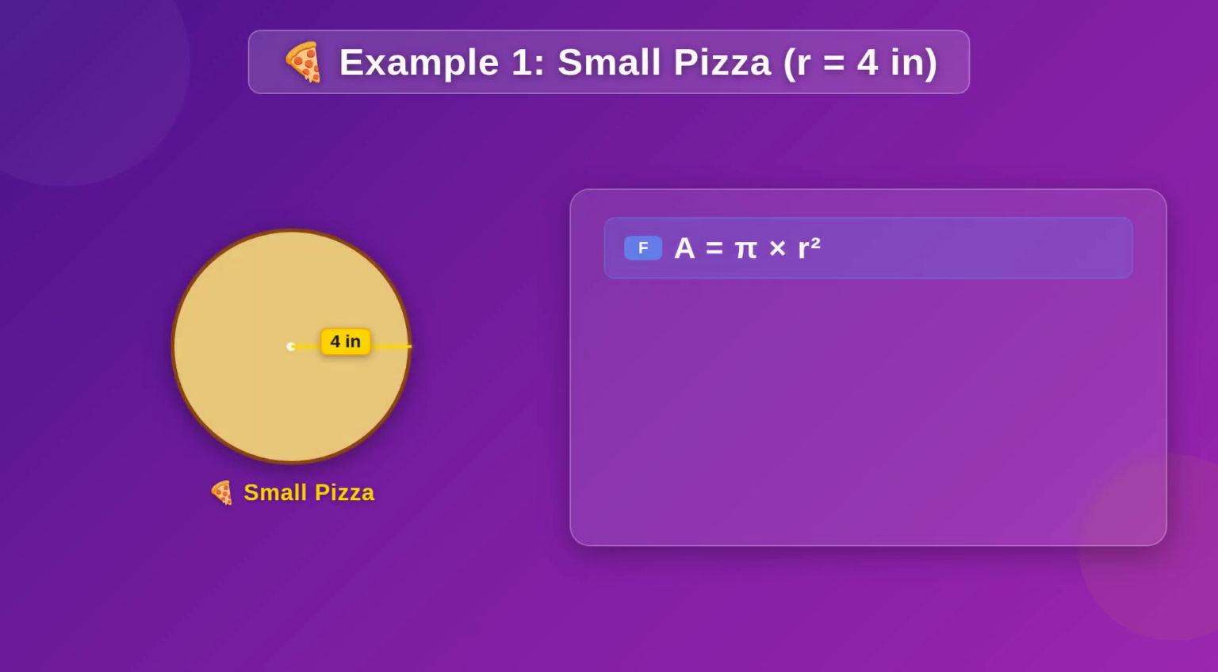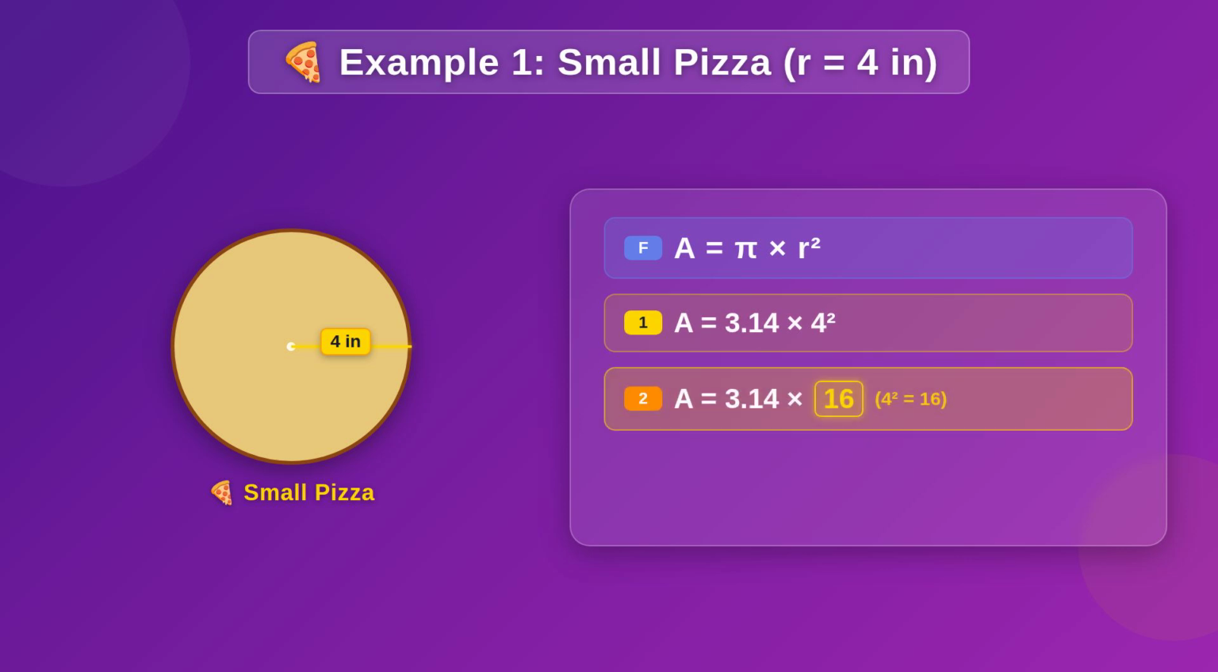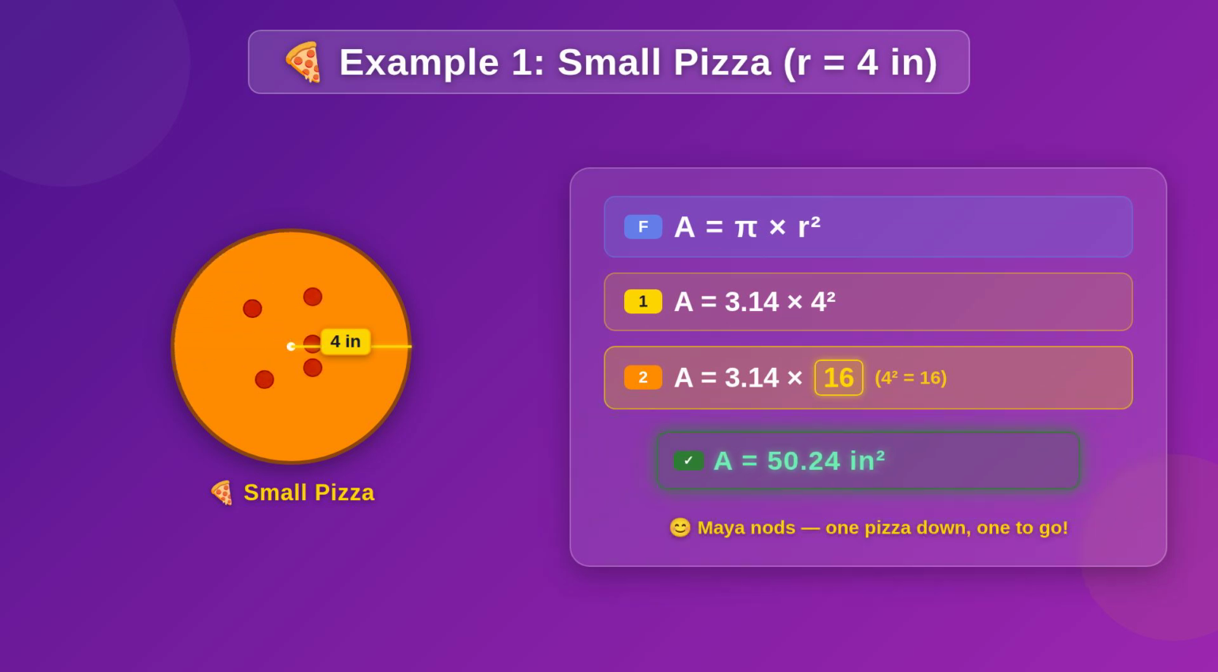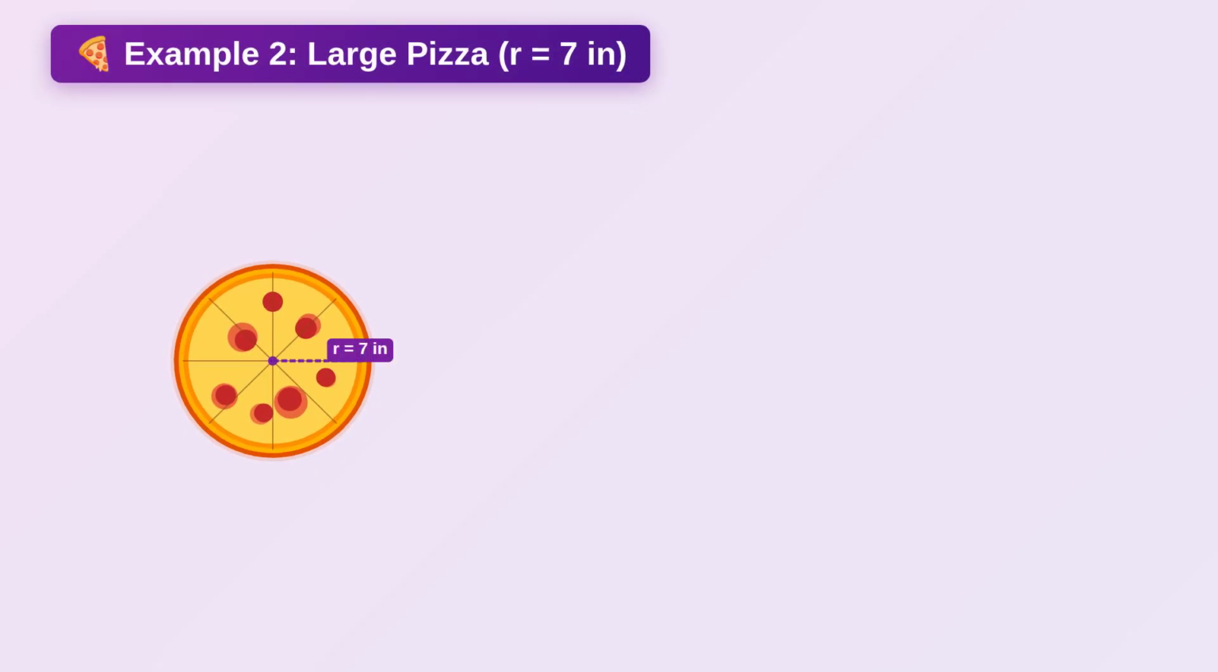Let's solve Maya's first pizza. The small pizza has a radius of 4 inches. Our formula is A equals pi times r squared. Step 1, square the radius. 4 squared means 4 times 4, which equals 16. Step 2, multiply by pi, which we approximate as 3.14. So we get 3.14 times 16. Let's work that out. 3.14 times 16 equals 50.24. So the area of the small pizza is 50.24 square inches. Maya nods. She's starting to get it. 1 pizza down, 1 to go.